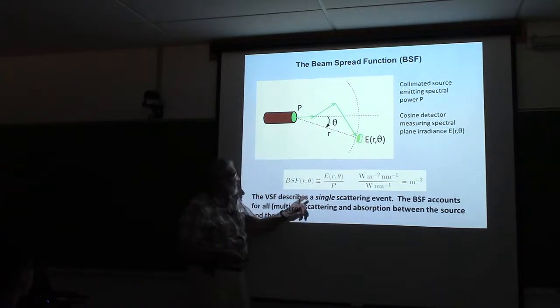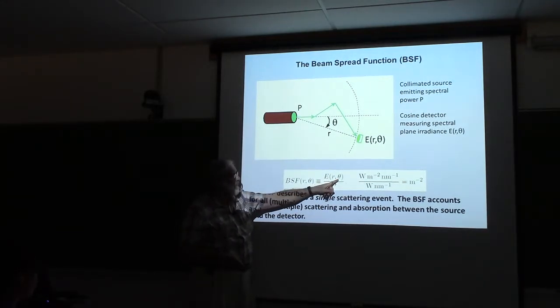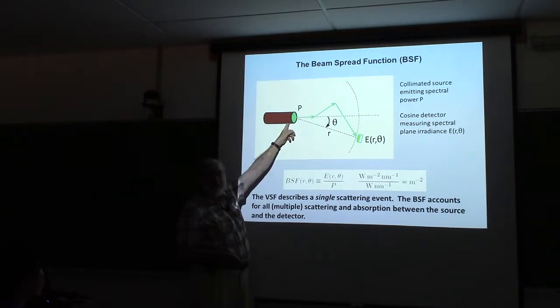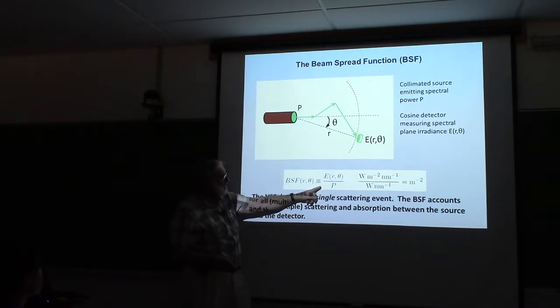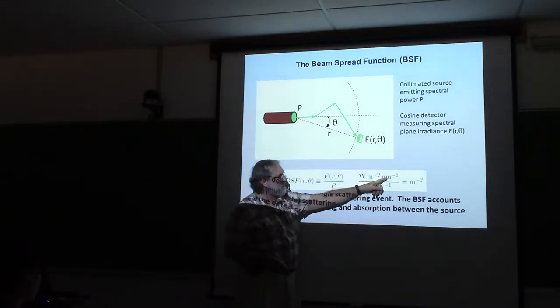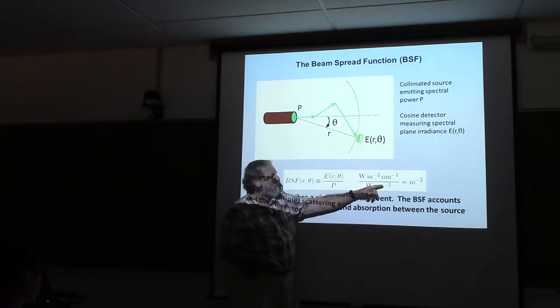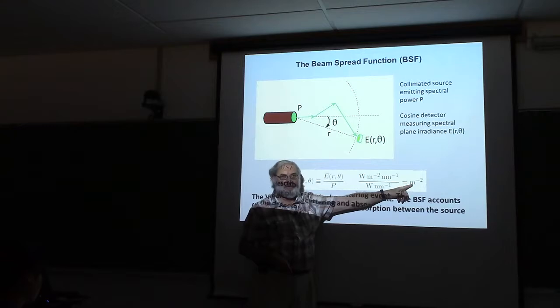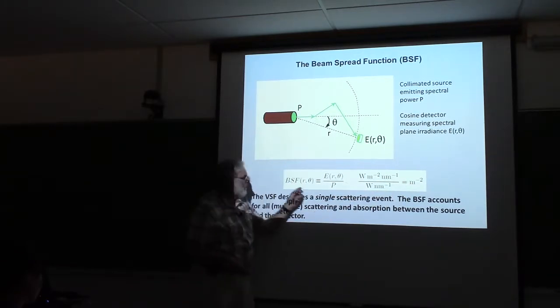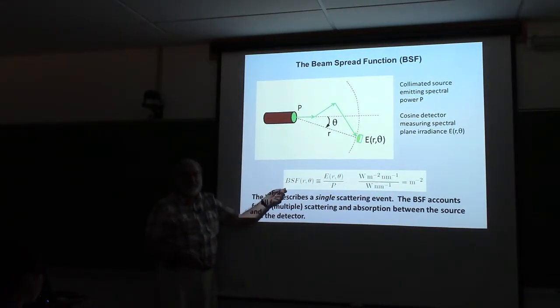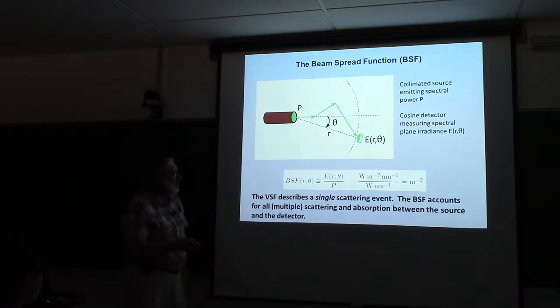Okay, so you simply take that irradiance that you measured, you normalize it by the emitted power, and so irradiance is watts per square meter per nanometer. You're putting out a spectral power of watts per nanometer, and you get this thing with units of 1/meter squared. And that's the definition of the beam spread function. So it's a measure of the effects of all the absorption and scattering between your source and your receiver.